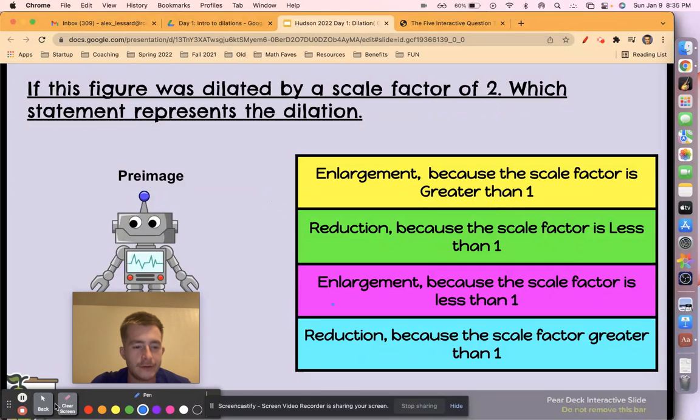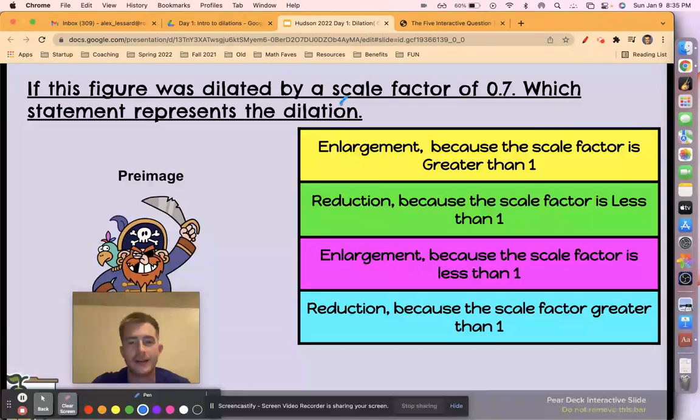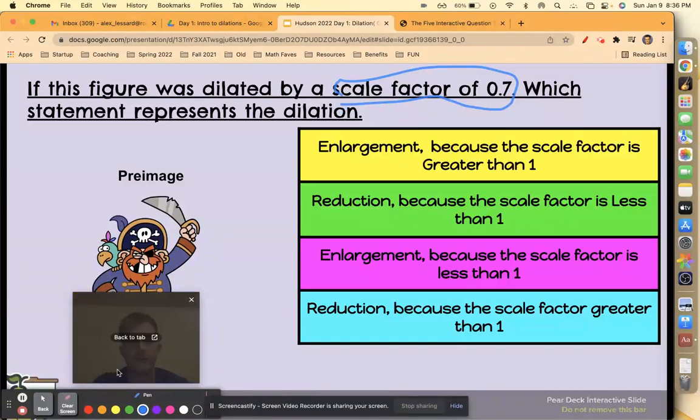Okay, moving on to a scale factor of 0.7. Take about 30 seconds. Try to answer this one on your own. Which color do you think is correct?